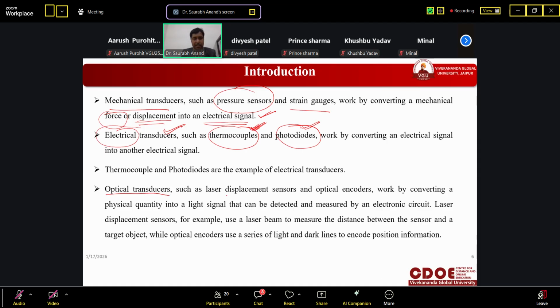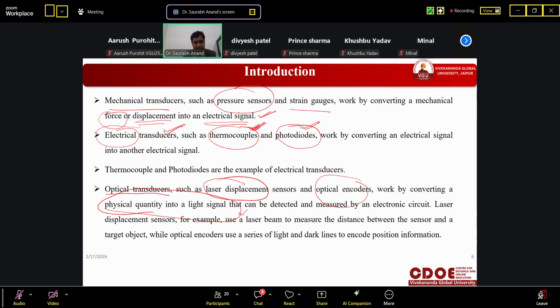Optical transducers like laser, displacement sensor. Okay, optical encoders. And how are they working? They are working by converting physical quantity into light signal. Okay, physical quantity, it may be pressure, anything. That quantity will be converted into light form.